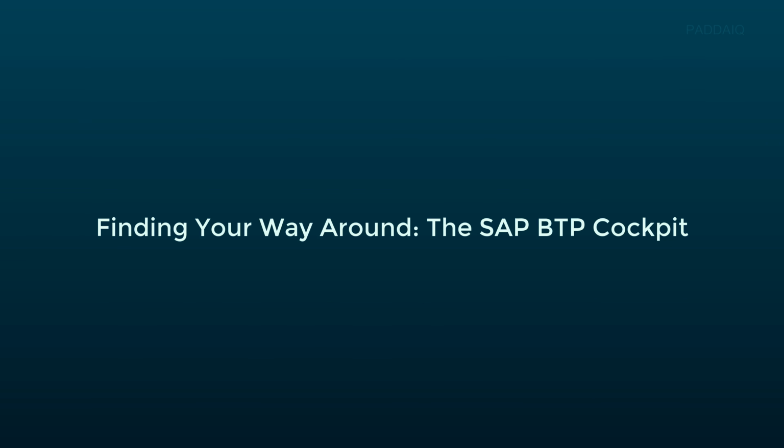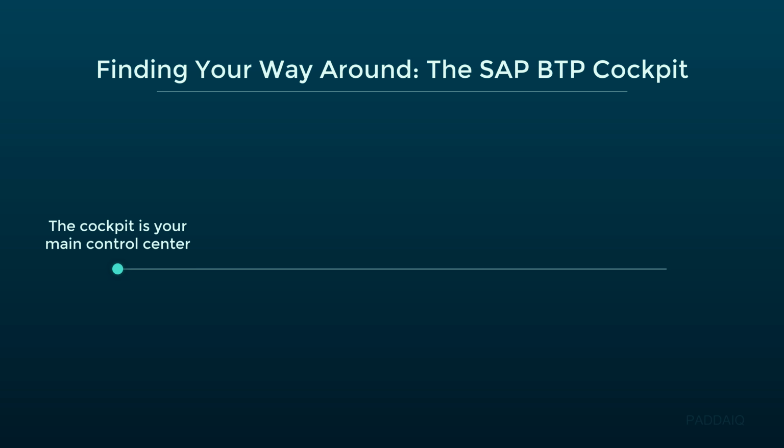Navigating the SAP Business Technology Platform Cockpit. The cockpit is your main control center. This means it is the central web-based interface where you access and manage all your SAP BTP services and applications in one place. For example, you can create a new development space, assign user permissions, and monitor resource usage from here. This single point of access simplifies your daily management tasks.